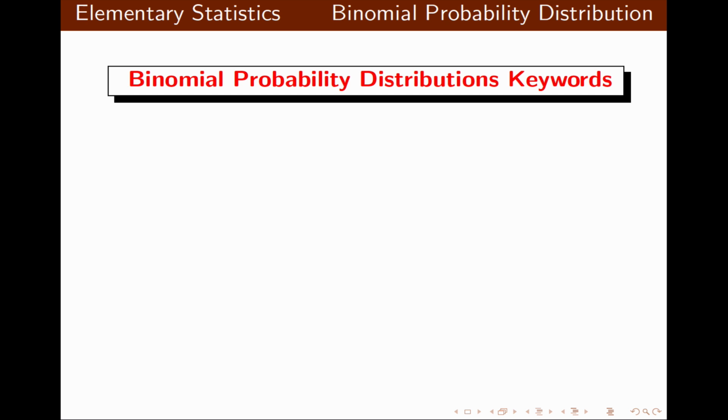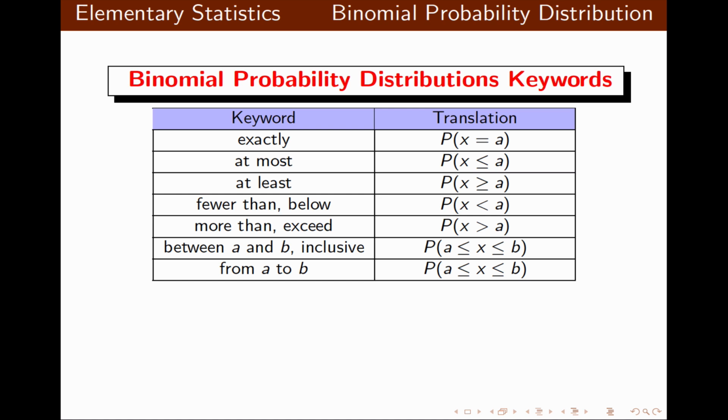Now here are some binomial probability distribution keywords. Exactly, at most, at least, fewer than or below, more than or exceed, between A and B inclusive, from A to B. So when we're doing this kind of problems, we need to keep track of the keywords and how to translate those into mathematical notation.